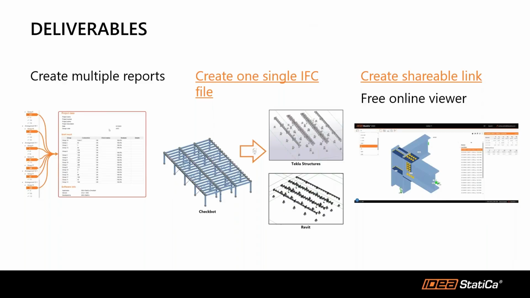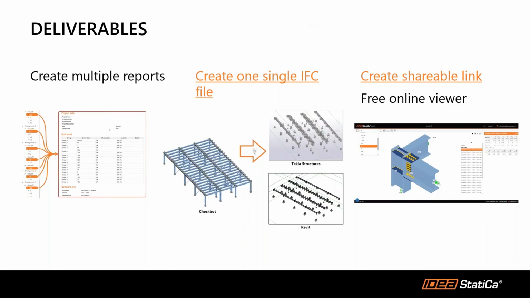The first thing is that you can create multiple reports from Checkbot. So in Checkbot, because we have all the connections from the structure, you can select what connections you want to get a report for, and then you can create a report from the interface of Checkbot. I'll show you that in the model.